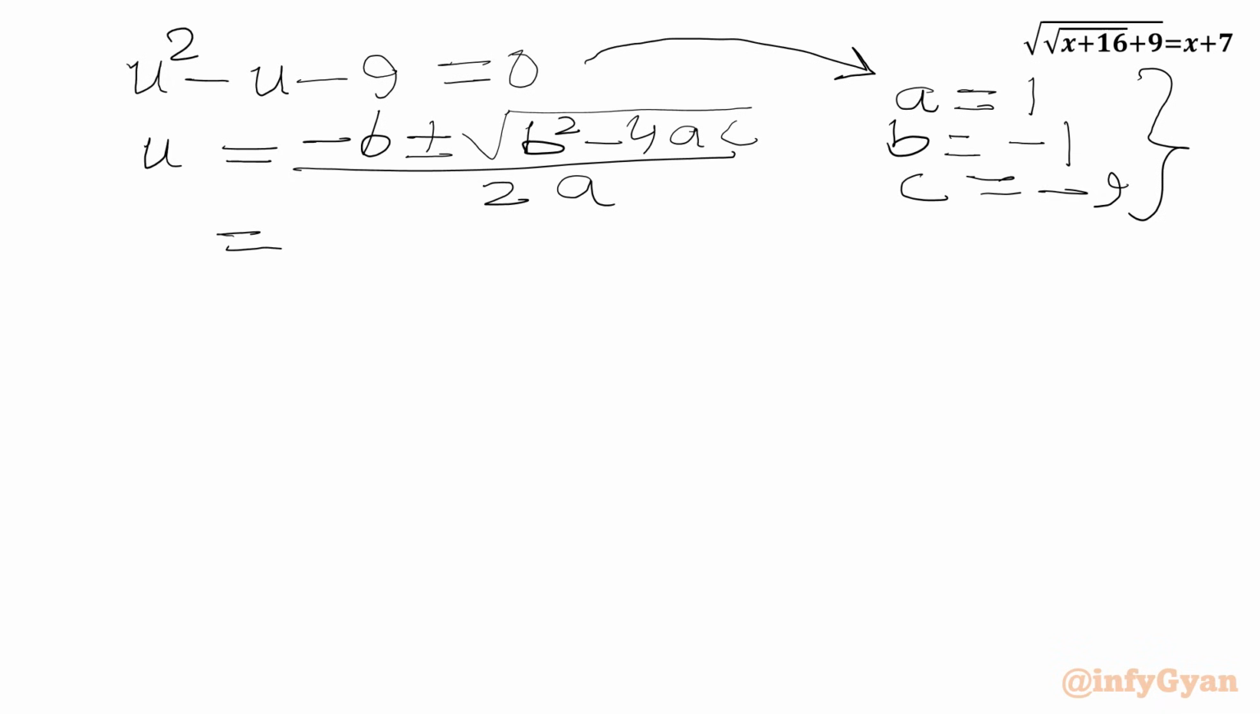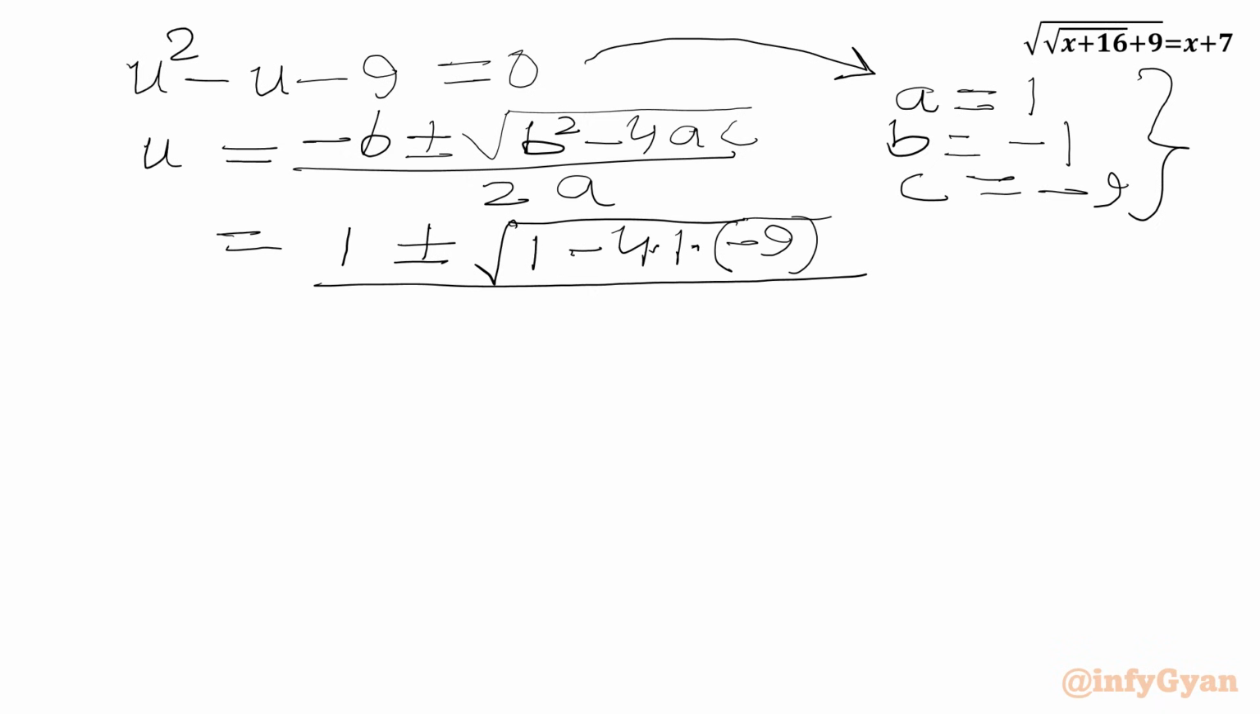We will get minus b. So minus of minus 1, plus 1, plus minus square root of b square, which is minus 1 square. We will write 1 minus 4 times 1 times minus 9 over 2 times 1. So we will write 2 times 1 here, equal to 1 plus minus square root of 1 plus 36 over 2.